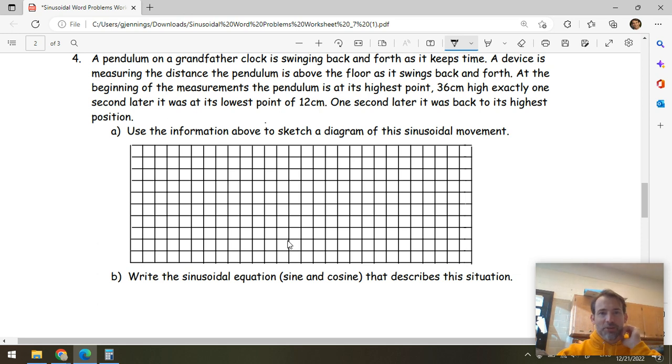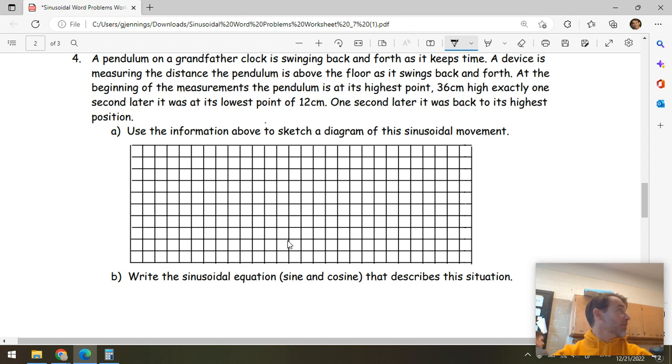Here we have a pendulum. It's on a grandfather clock, swinging back and forth as it keeps time. The device is measuring the distance the pendulum is above the floor as it swings back and forth. At the beginning of the measurement, the pendulum's at its highest point, 360 centimeters high. Exactly 1 second later, it was at its lowest point. 1 second later, it's back to its highest point.